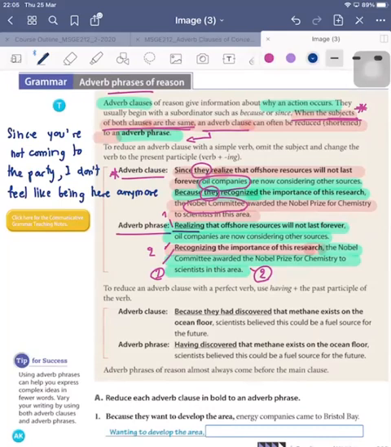Well, since in this case is because, right? As you know, okay, so these three words are the same: since, because, as, okay? Since, because, as you're not coming to the party, I don't feel like being here anymore, okay? So this first subject is you. You're not coming, okay? That's the reason. The reason why I don't want to be here is because you're not coming. So the word you is the subject, okay?